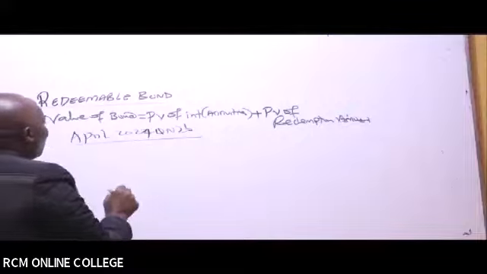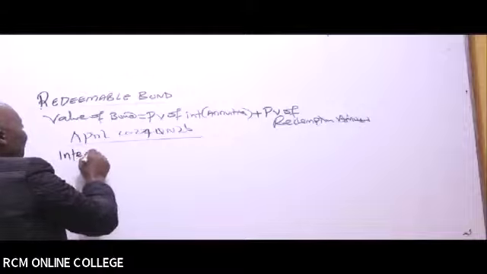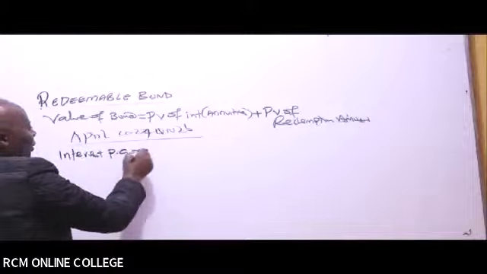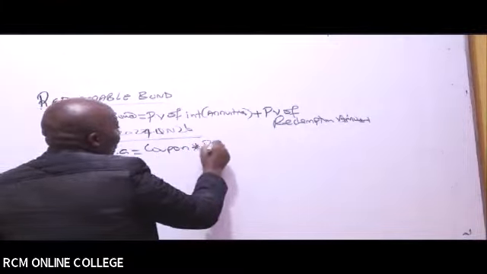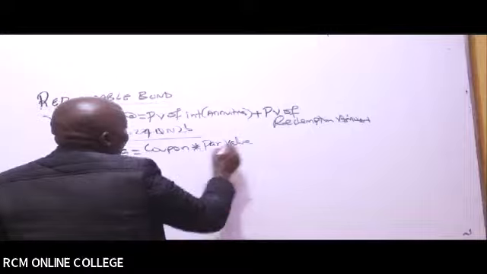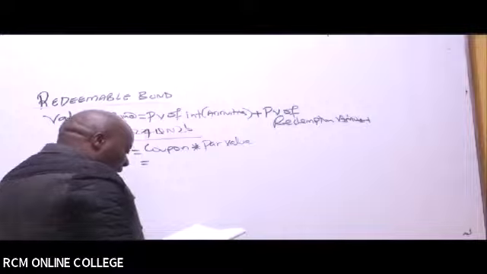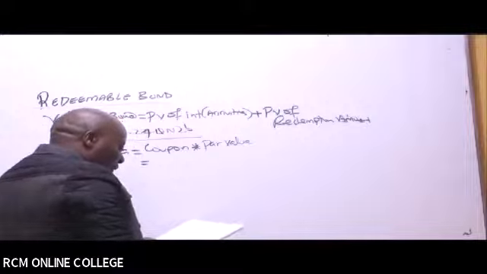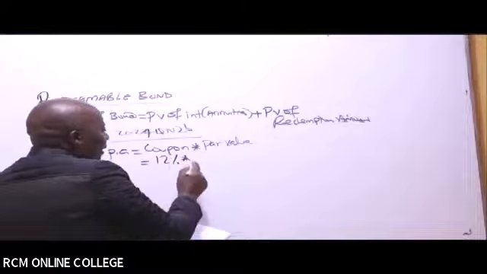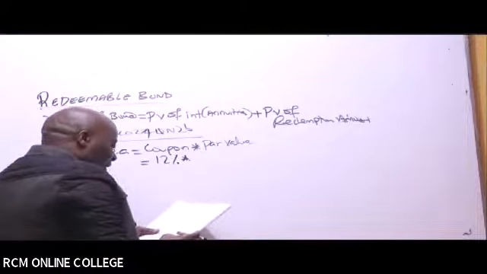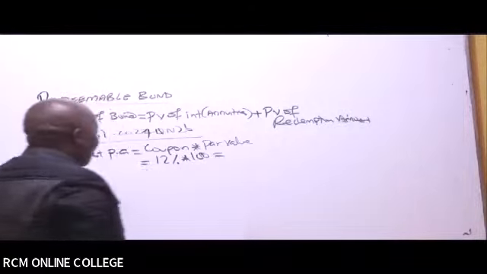First of all, I would want you to give me the interest to be earned. Interest per annum will always be equal to the coupon times the par value. The coupon rate of interest, which will be earned, is 12%. Who is able to see the par value there? The par value, ladies and gentlemen, is 100. So is there somebody who is able to give me this interest per annum?